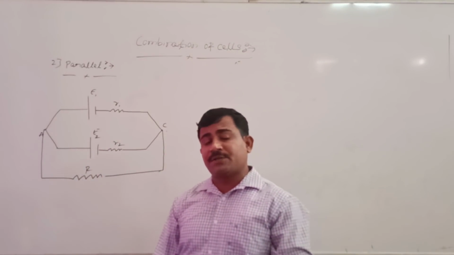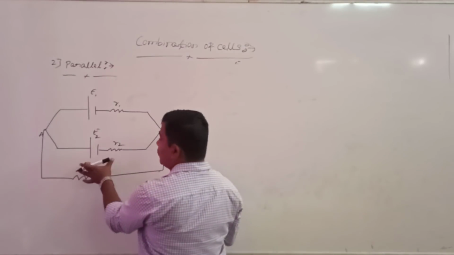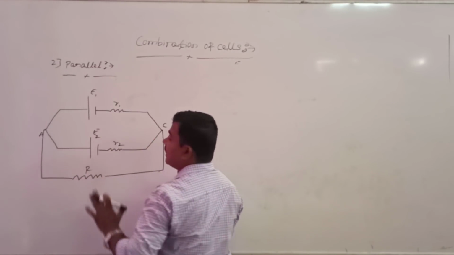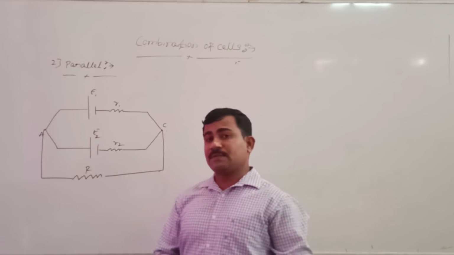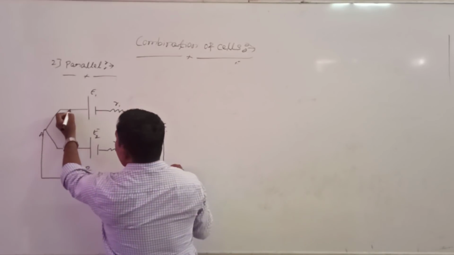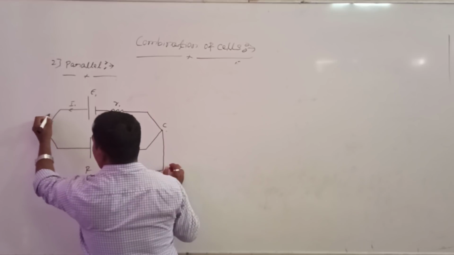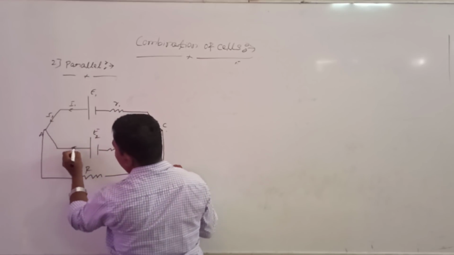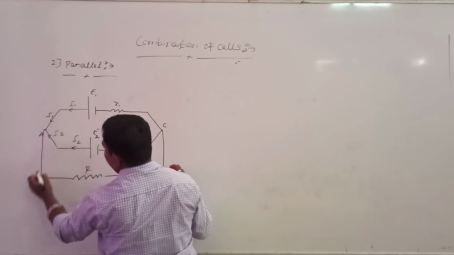In parallel combination, what remains the same? In parallel combination, potential difference across each cell remains the same, but current divides. How does the current divide? For this cell, this is the current I1. Right or wrong? For this cell, current I2. This is the current I2.